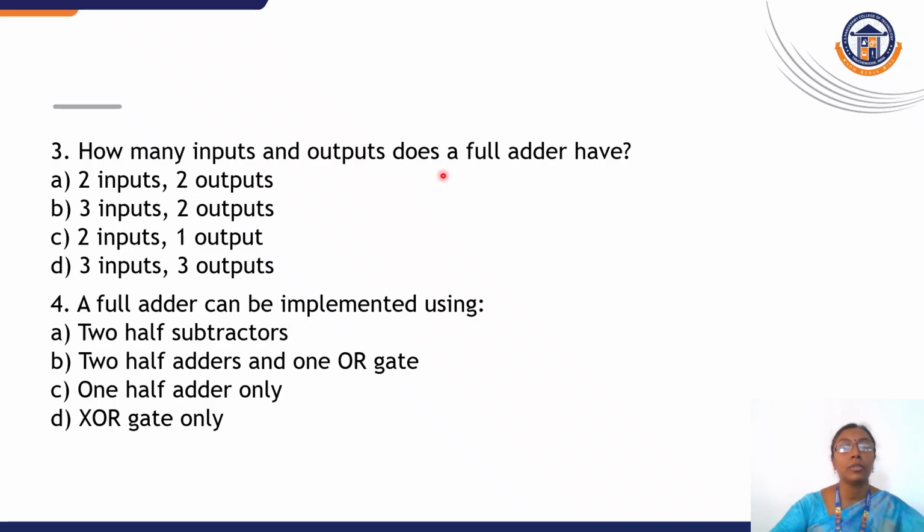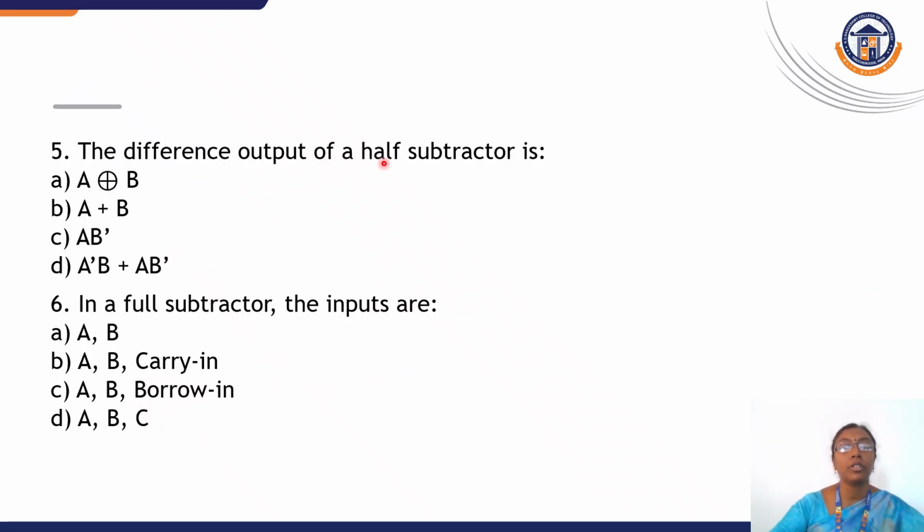How many inputs and outputs does a full adder have? A full adder can be implemented by using how many half adders? A full adder has 3 inputs and 2 outputs. A full adder can be implemented using 2 half adders and 1 OR gate. Similarly, the full subtractor uses 2 half subtractors and 1 OR gate. The difference output of the half subtractor we have already seen.